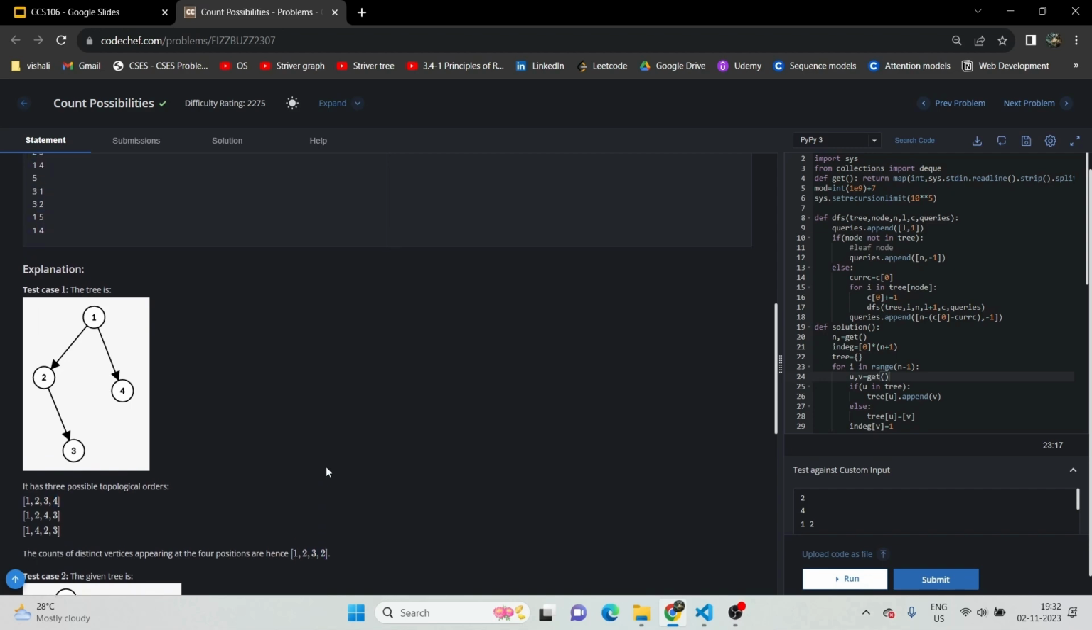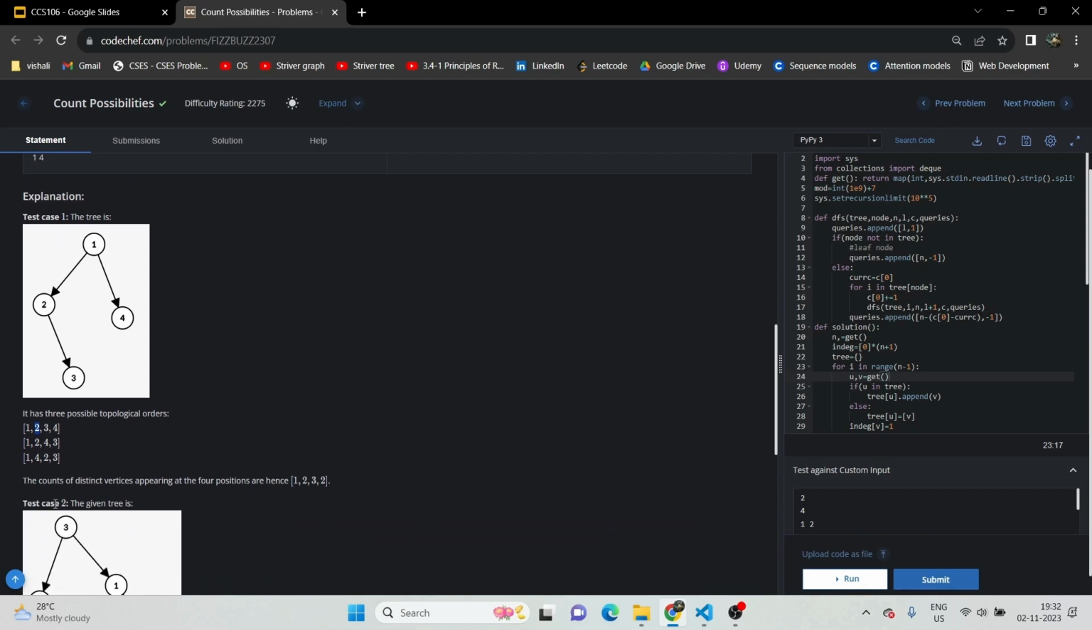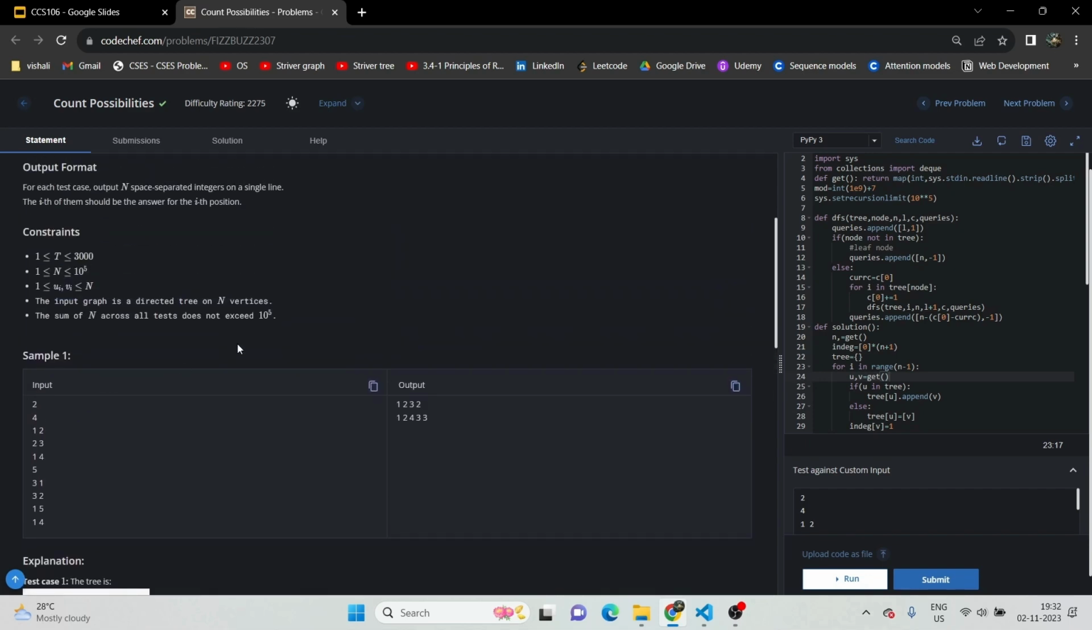So how can we actually solve this? Well, the brute force would be to generate all possible topological orders, and then for each index, calculate the distinct vertices, put their values and return it. But it should not work because the time complexity should be less than or equal to n log n.